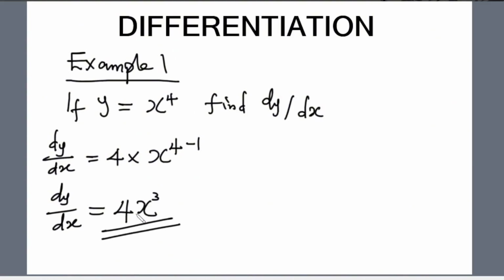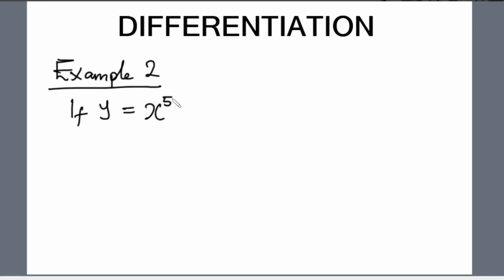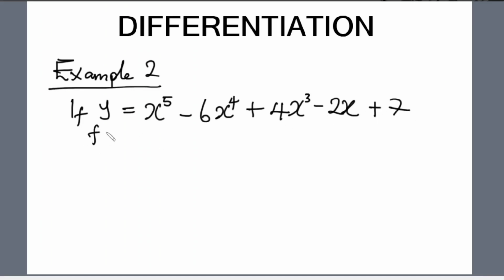Okay, let's solve another example. Example 2. If y equals x raised to the power 5 minus 6x raised to the power 4 plus 4x raised to the power 3 minus 2x plus 7, find dy all over dx.